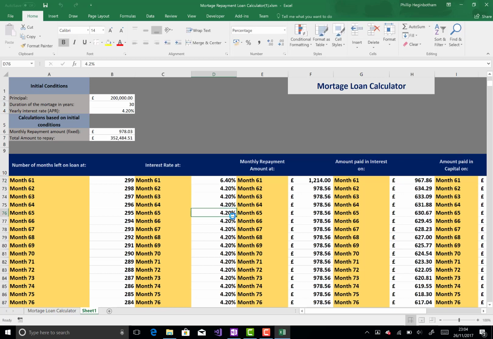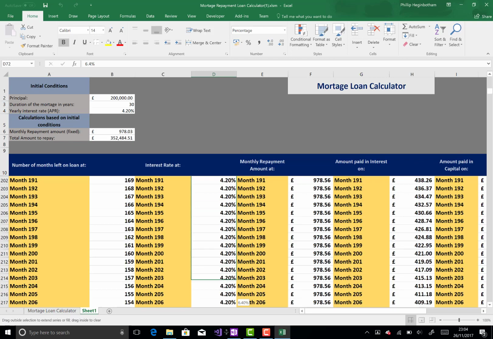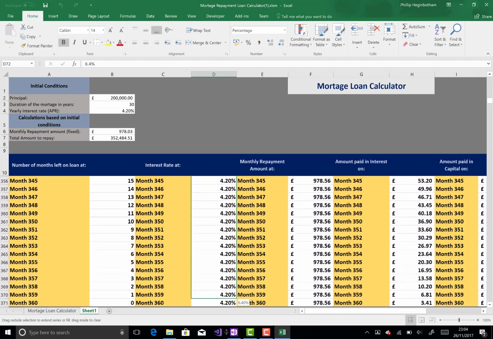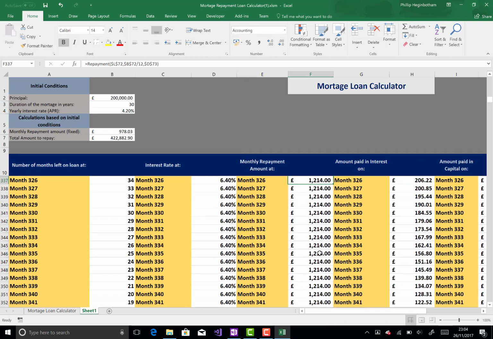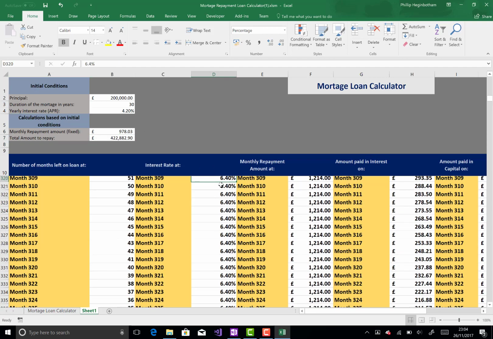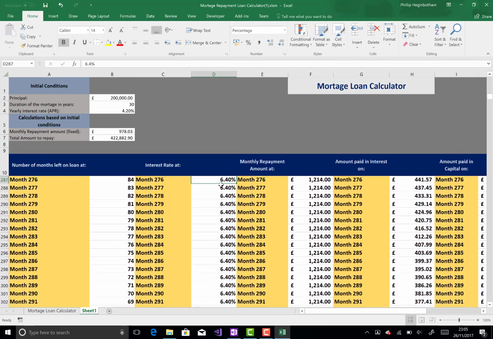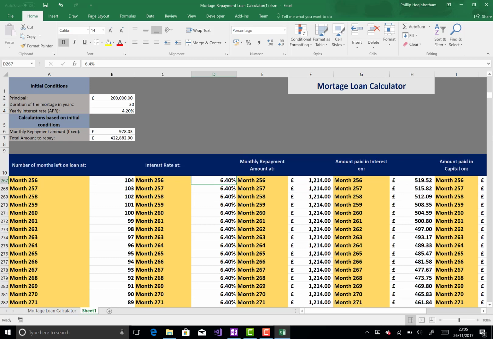We just recalculate. We'll have to drag all this down as well. Let's say it remains at that for the rest of the mortgage. The monthly repayment will jump from £978 to £1,214. So it's going to be a big increase in your mortgage payments, and you're going to end up paying a lot more. Whereas you were paying 35092, you'd be paying an extra £70,000 more over the course of the mortgage, just because the mortgage rate has jumped up to 6.3% from 4.2%. And it might even change more than this.